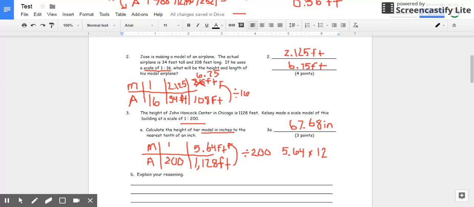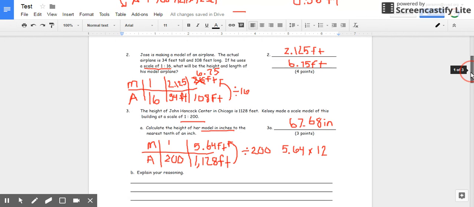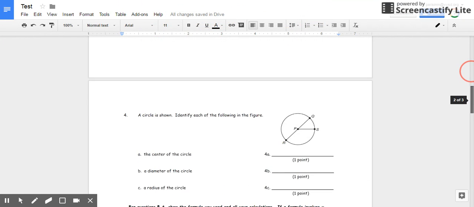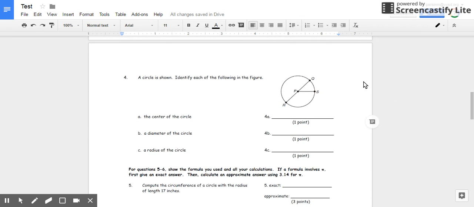Okay, so for part B then, what you were supposed to do is explain your work, in words. So we're going to move down to question number 4.